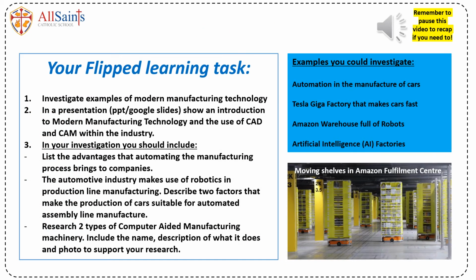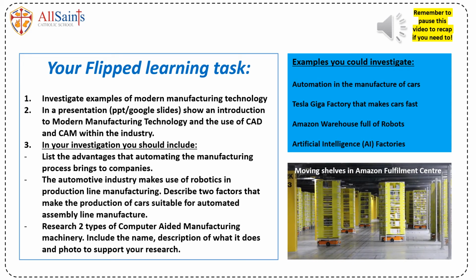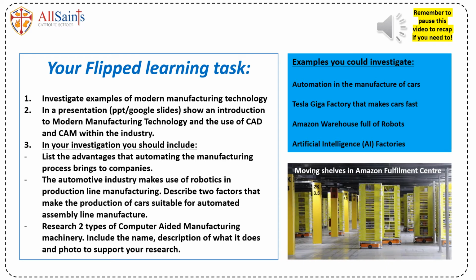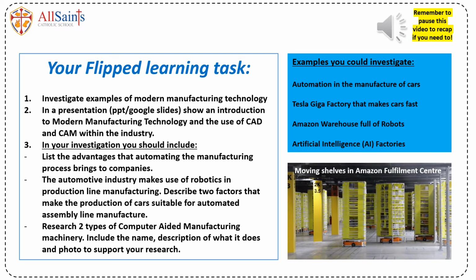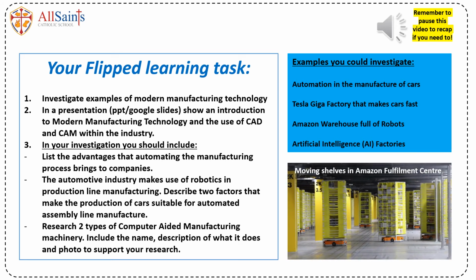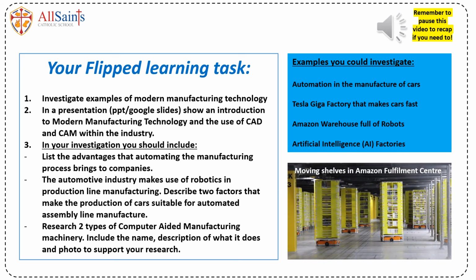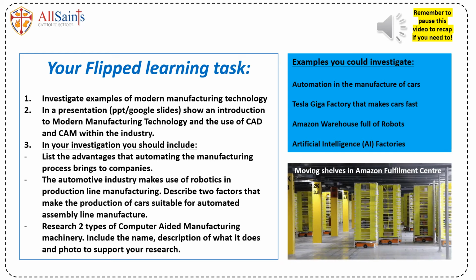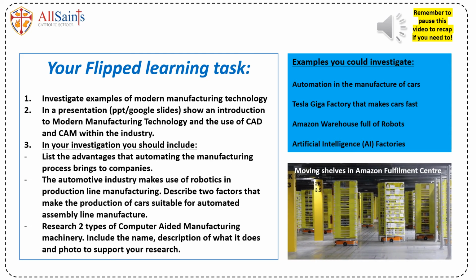So your flip learning task is to investigate examples of modern manufacturing technology. You have some examples on the right hand side in the blue box that you can look at. There's some great YouTube videos where you can learn a lot more. We want you to make a presentation in either PowerPoint or Google Slides to show an introduction to this topic, modern manufacturing technology, and especially the use of CAD and CAM in the industry. In your investigation, you should include a list of the advantages that automating the manufacturing process brings to companies.